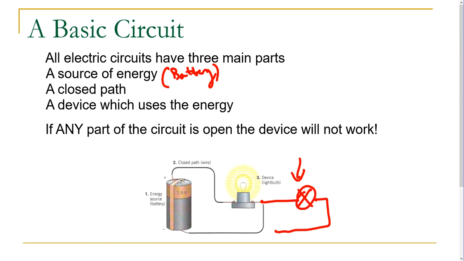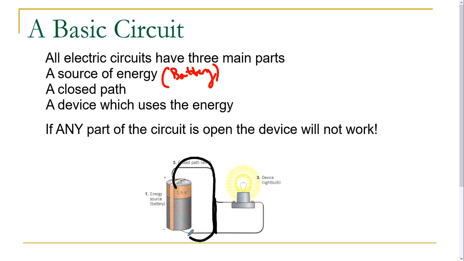You also need a device which uses your energy, and in this case that's the light bulb. If I were to create what's called a short circuit, say I've connected the wires right here together, these electrons would have a shorter path to go, and this would cause your circuit to not work. If you hook up batteries like this, they tend to overheat and go bad. If you do this in a household, you tend to blow a fuse or cause other major problems. So, three things you need: a source of energy, a closed path, and a device which uses that energy. All three must be there.